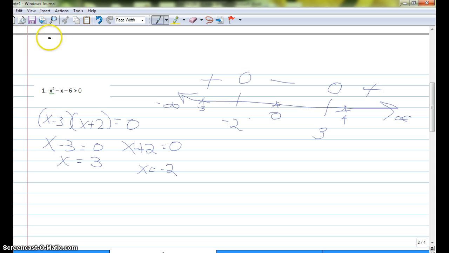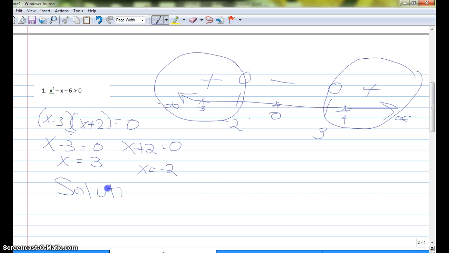Okay, now since this is greater than 0, that means we want positive. So we're going to take this interval and this interval. So our solution here is from negative infinity up to negative 2 and from 3 to infinity. And that's the whole problem there.